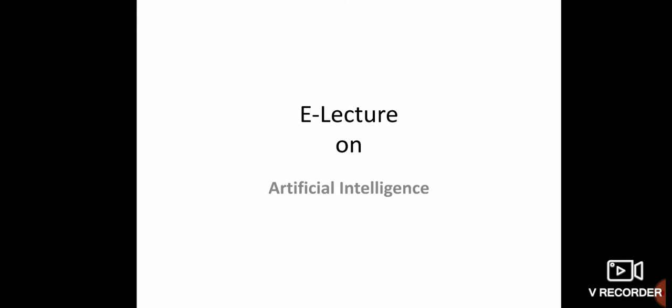Today we will discuss AO star algorithm, that is AND-OR star algorithm. Before moving to AO star algorithm, we will first revise our previous topic, that is A star algorithm. Then we will move on to AO star algorithm.